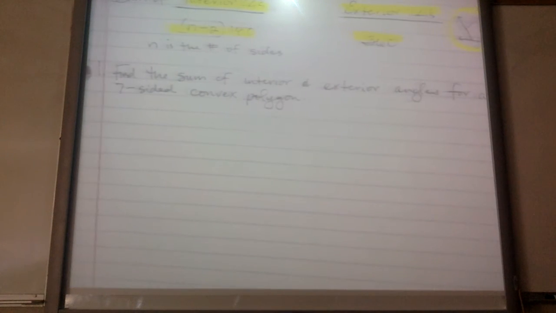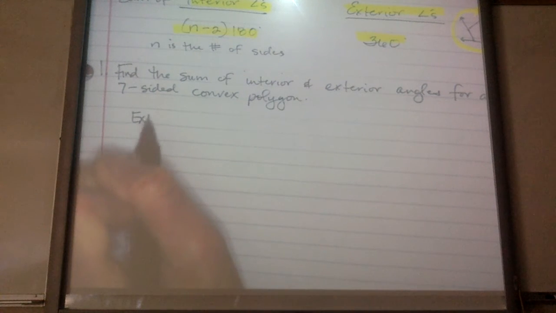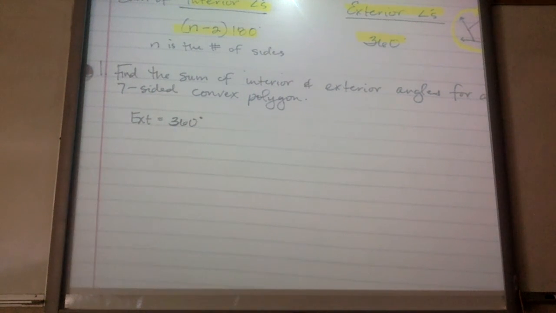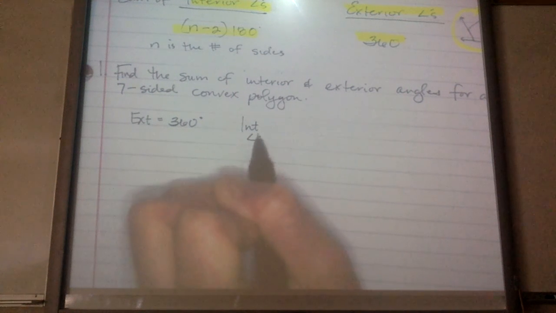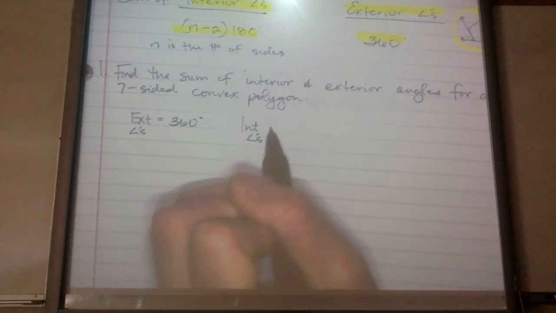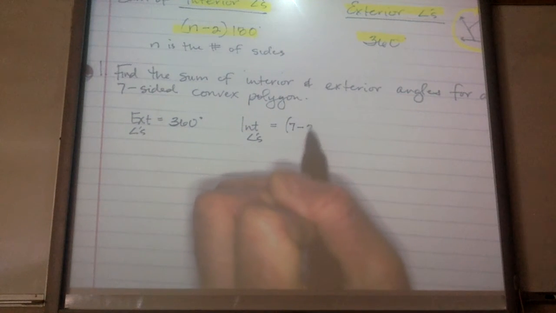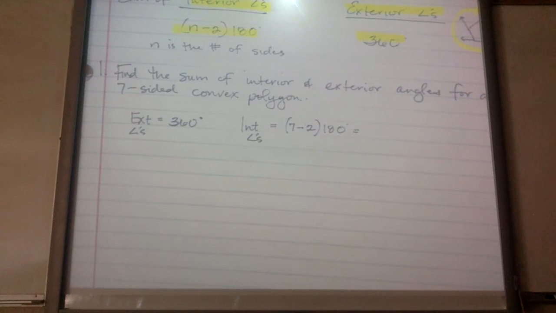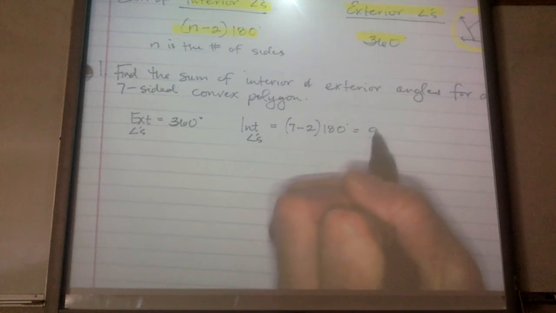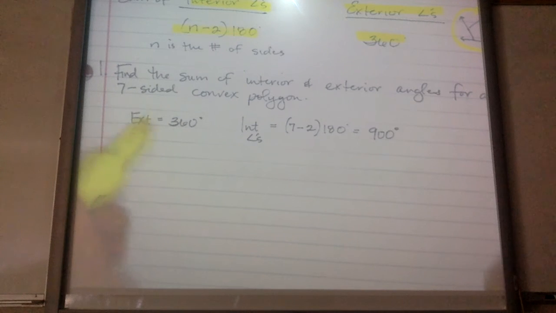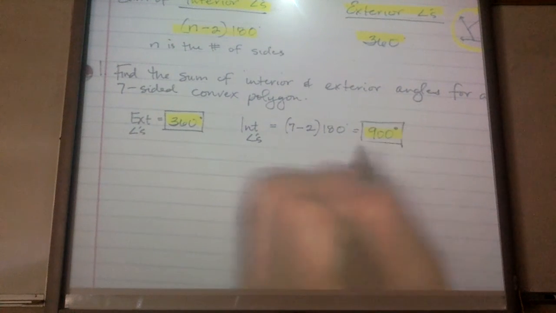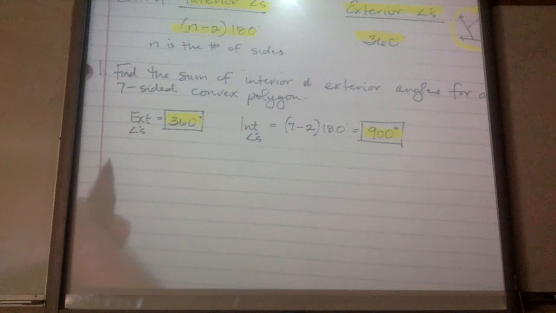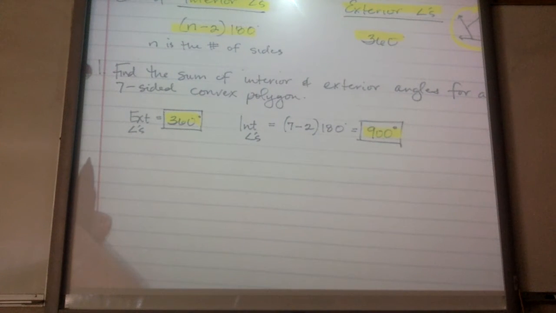Right away, I know that the exterior equals 360 degrees because that is true of every polygon. And the sum of interior angles would be the number of sides, so 7 minus 2, times 180. Remember, this is a sum of angles, so that's why I have the degree symbol. 7 minus 2 is 5. 5 times 180 is 900 degrees. So those are my two answers, 360 and 900. Pretty simple. If you'd like, we can do another one, but it's really that simple.